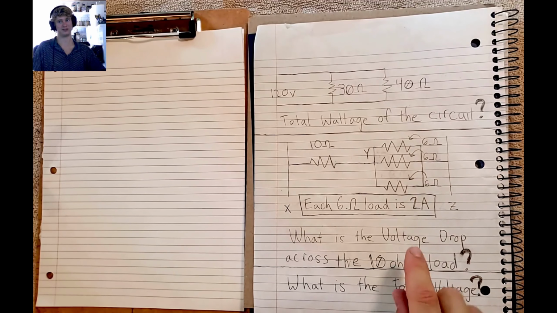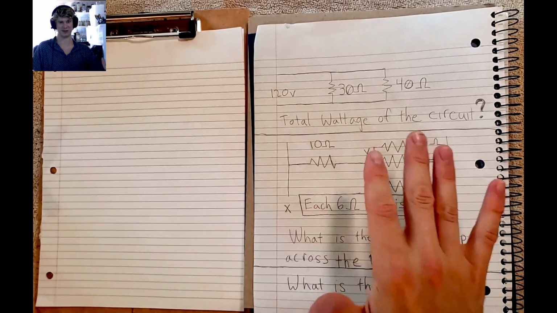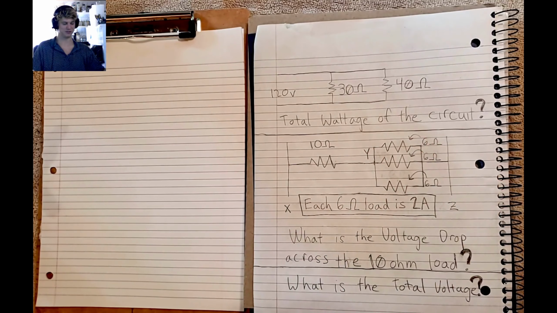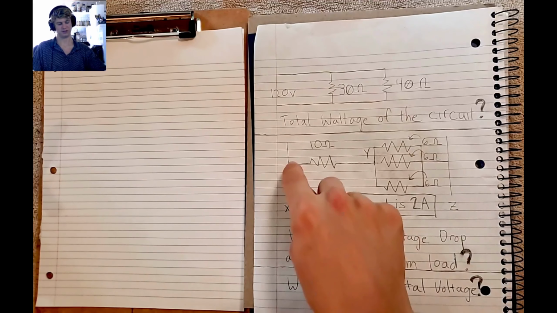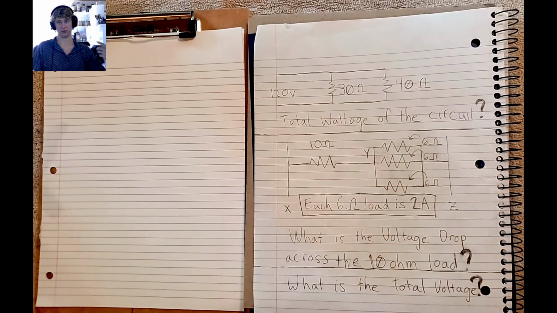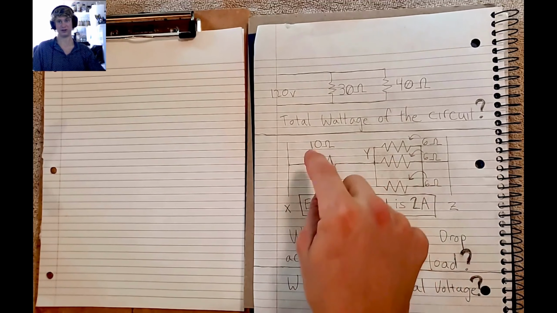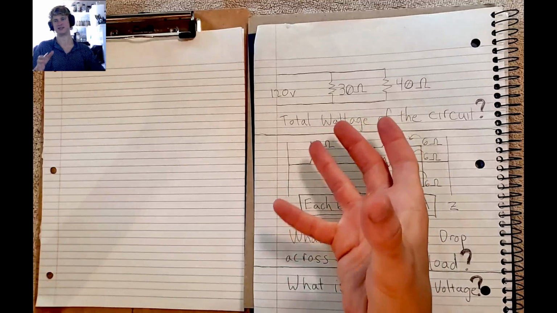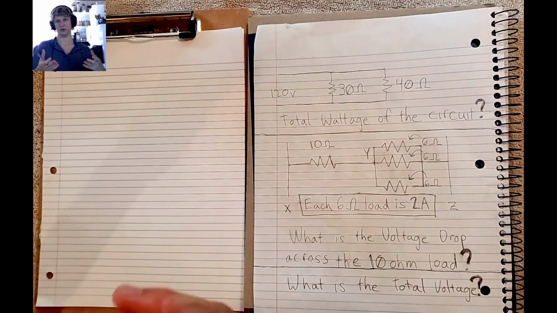They throw a lot of words in here when they ask the voltage drop across the 10 ohm load. They're asking how much voltage is going to be used through that 10 ohm load. So that would be known as the voltage drop because it's going to be subtracting from the total voltage. And that is because you add your voltages in a series circuit to create your total voltage.